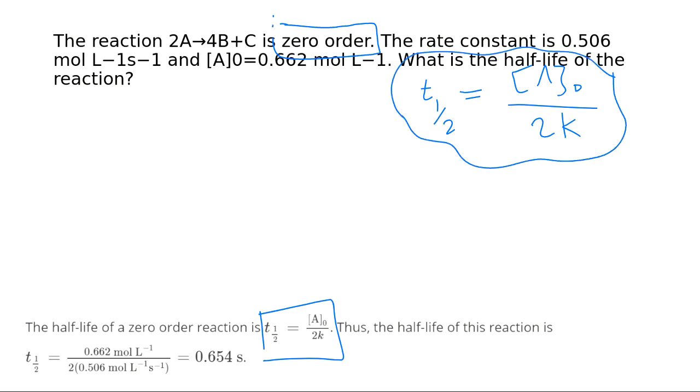Then you're going to plug in your numbers. The rate constant, the value for K, is zero order, so the unit for K is going to be mole per liter per second. The value for A0 is given to us, and we want to know what the half-life is. So if A0 is given, K is given, and you know the formula, that's all you do. You do the calculation to find T1/2.